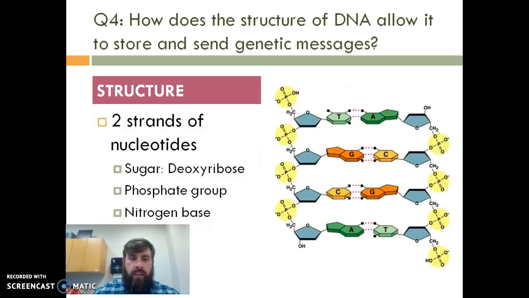Now, those genes are on that DNA molecule. We need to know a little bit more about the DNA molecule itself. So how does the structure of DNA allow it to store genetic information? Well, the DNA molecule is 2 strands of nucleotides. So we have 2 sides to it.